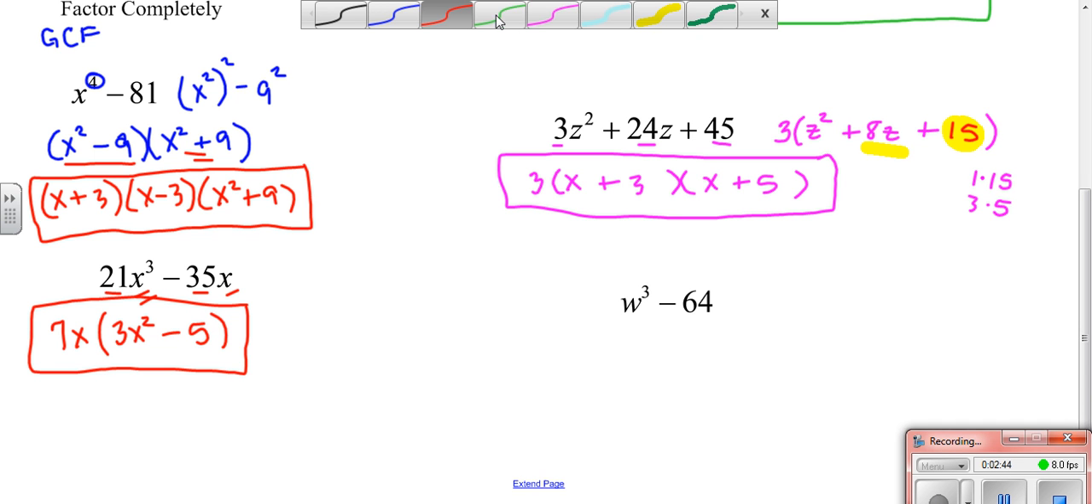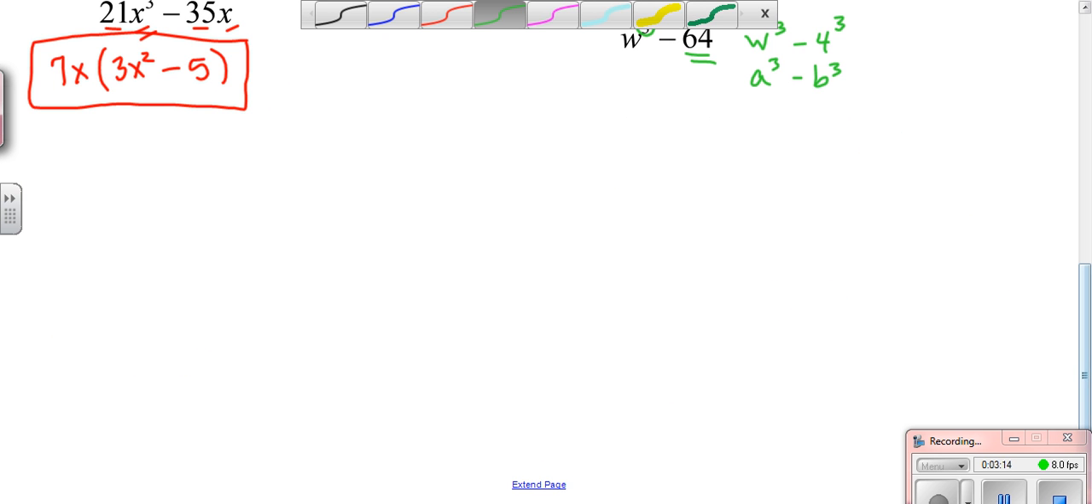Okay, so when I look at this next problem, I need to check for greatest common factor, which obviously there isn't, and then I check to see if it matches any of my patterns. Because it's 2 terms subtracted and I see this cube, it makes me wonder, can I write 64 as a perfect cube? Well, if you check your cheat sheet, you see you can. So this really, on your cheat sheet, is this pattern. Well, what is the rule for doing that?